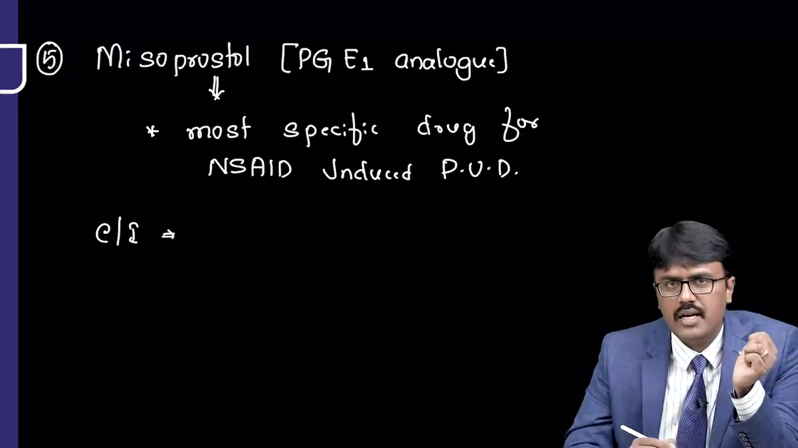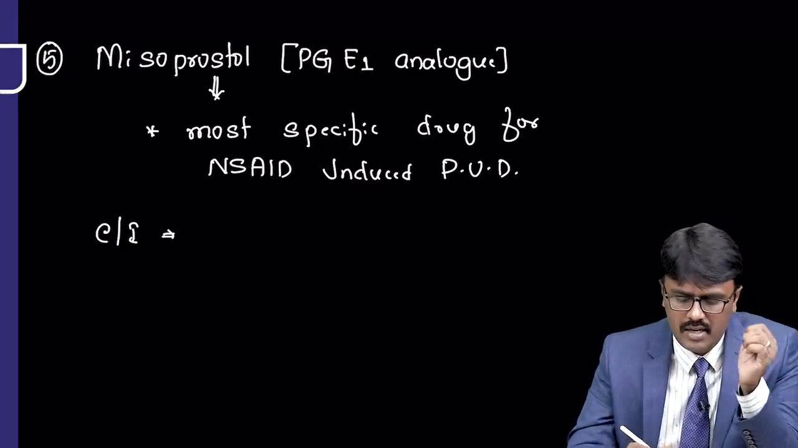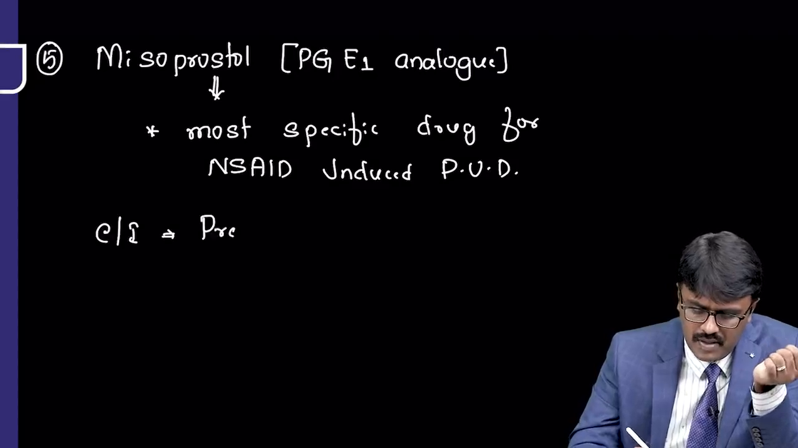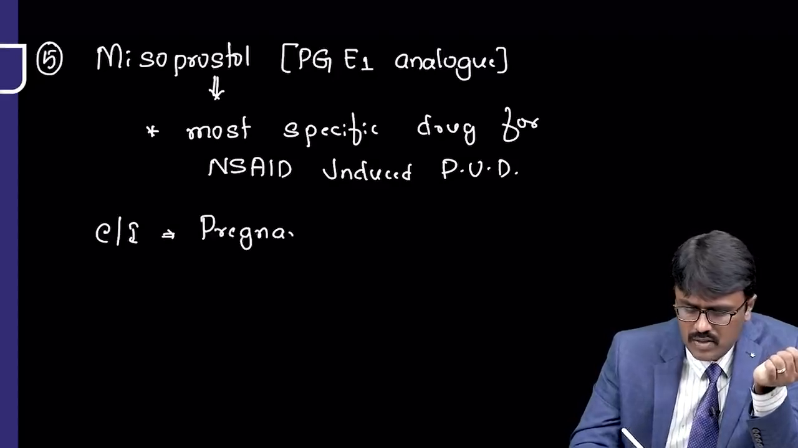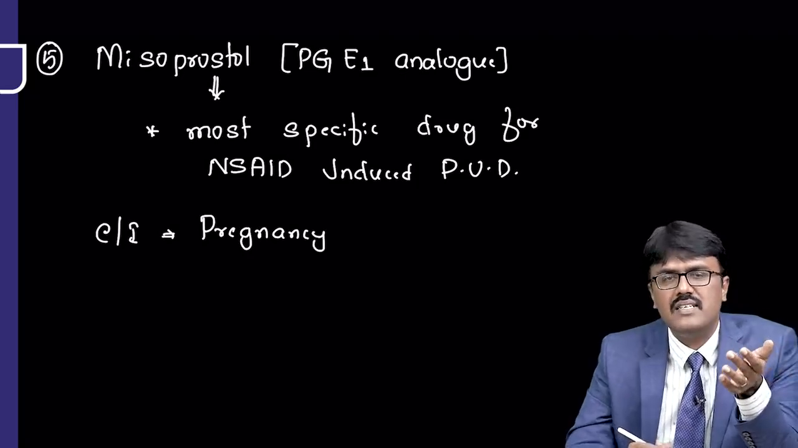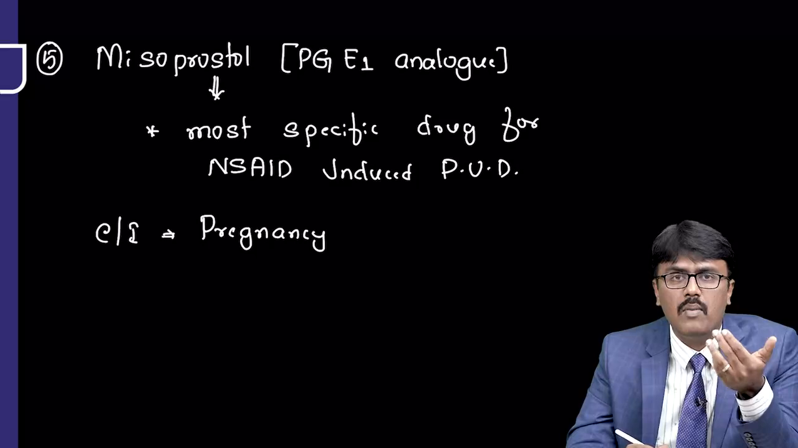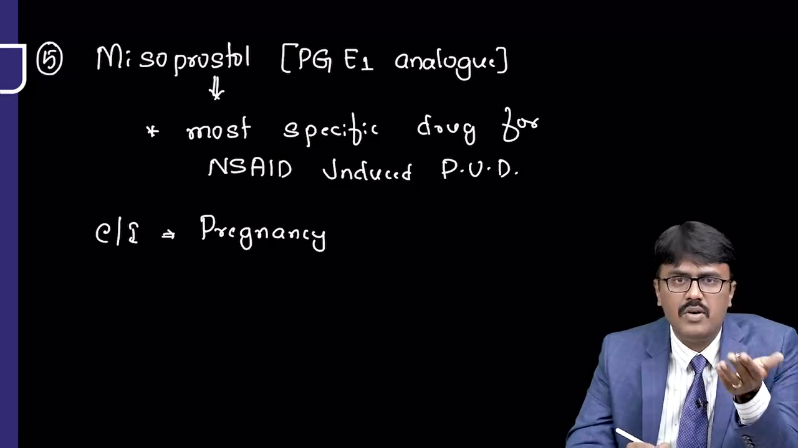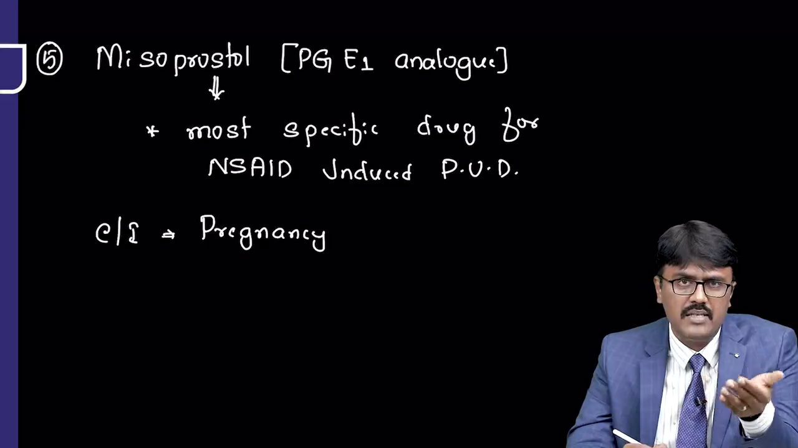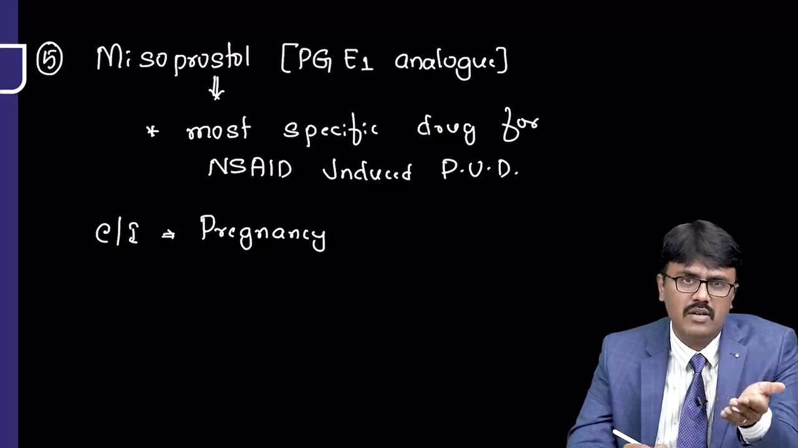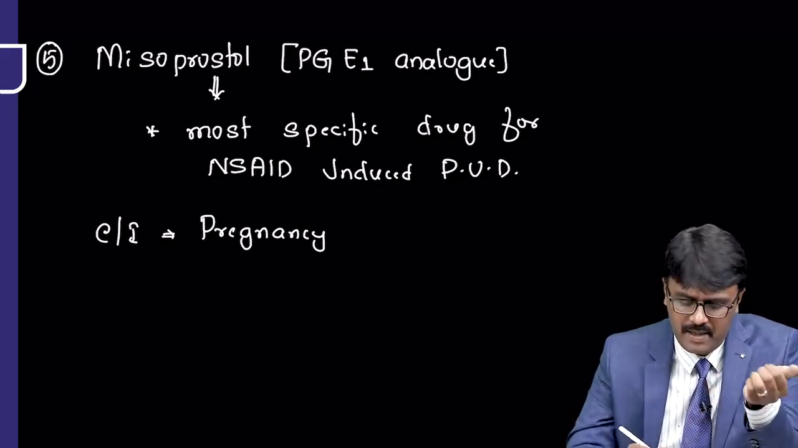Now where do you not use the drug? That is contraindication. If I write C/I, it is contraindicated in pregnancy. Now why is it contraindicated in pregnancy? Because it's a uterine stimulant. It can abort the baby. So if a pregnant lady comes with peptic ulcer disease, don't ever give misoprostol. You are treating peptic ulcer disease, but you are aborting the baby.